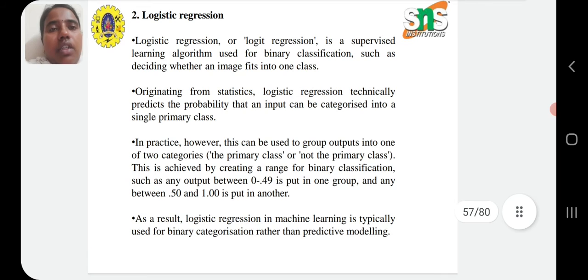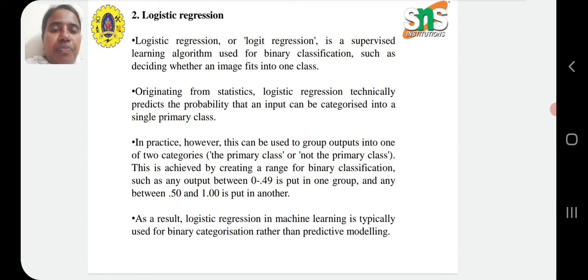Logistic regression is a supervised learning algorithm used for binary classification, such as deciding whether an image fits into one class. Originating from statistics, logistic regression technically predicts the probability that an input can be categorized into a single binary class. In practice, however, this can be used to group outputs into one of two categories, the primary class or not the primary class.